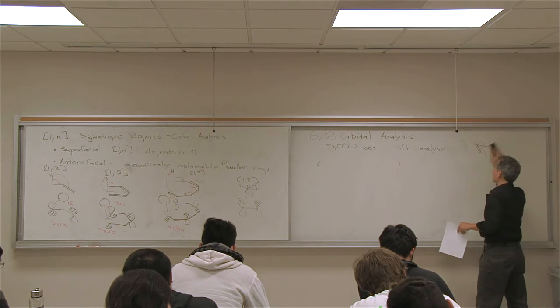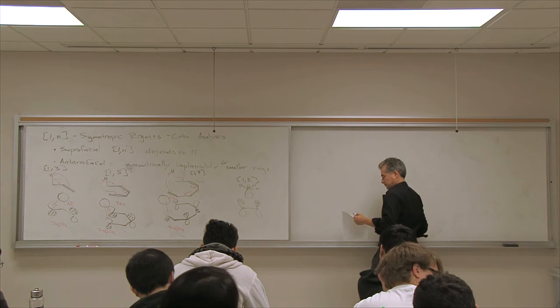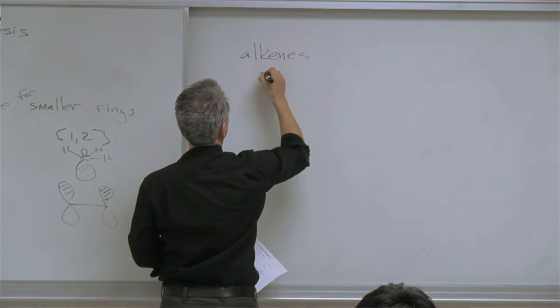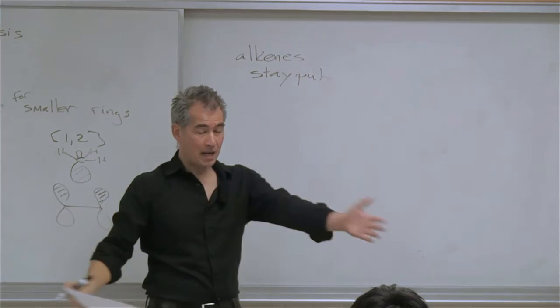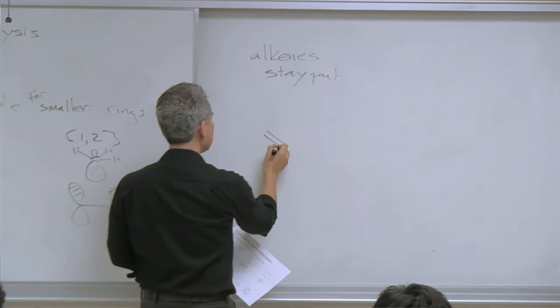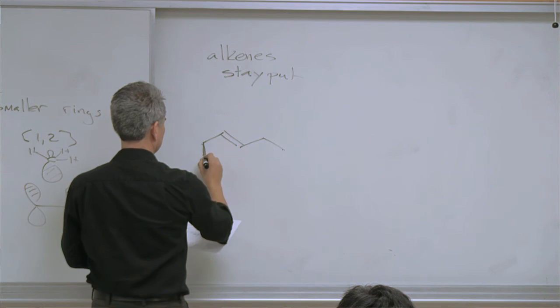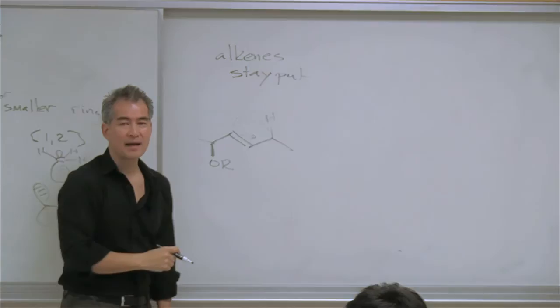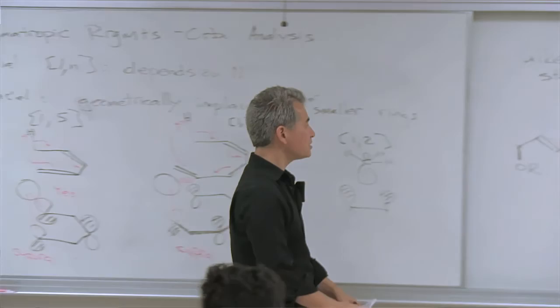Okay, so what are the implications of this allowed versus not allowed, or we would say symmetry allowed versus symmetry disallowed or forbidden? Here's one very simple implication. Thank God, 1-3 shifts are not allowed superfacially. So if you go into the lab and you synthesize some sort of an alkene like this, you do not have to worry that these H's are going to dance around on your substrate and shift the bonds around. Alkenes stay put. They don't just float around because of 1-3 shifts. That's totally implausible.